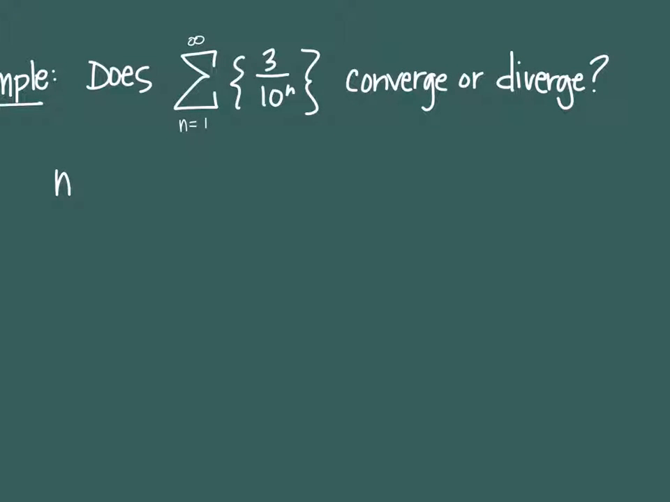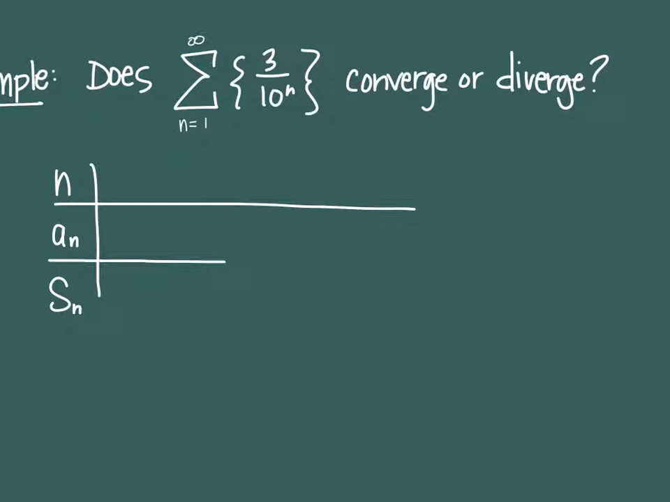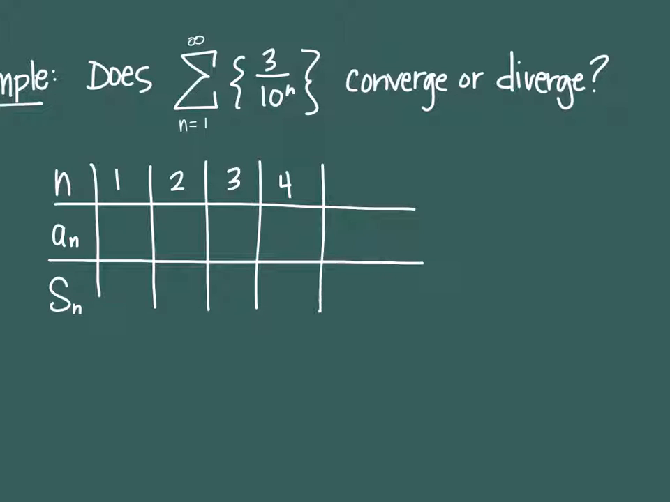So we'll compare the distinct terms, a sub n, to S sub n, which will be the progressive sum. So we want to compare the distinct terms to the progressive sum. Let's take n and look at 1, 2, 3, 4, and 5, and then it will continue on. We'll look at the first 5 of them and see if we can get a sense of what this is doing.